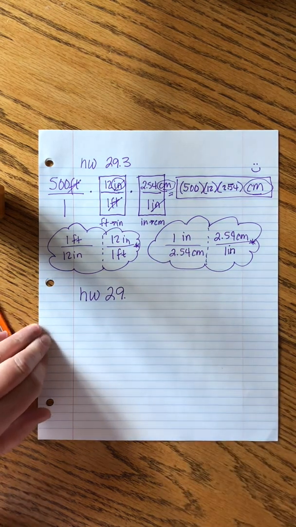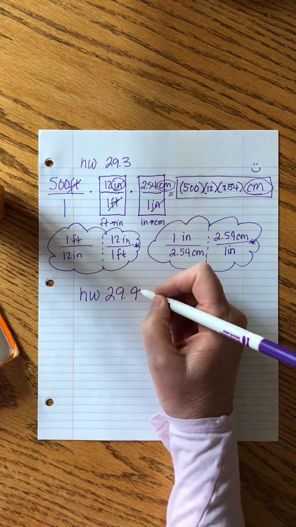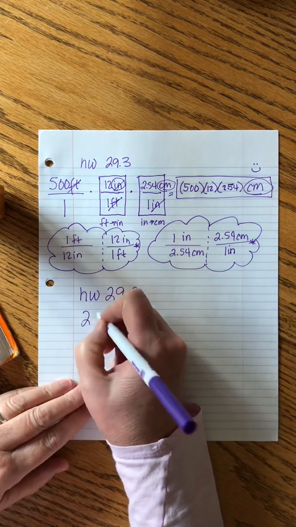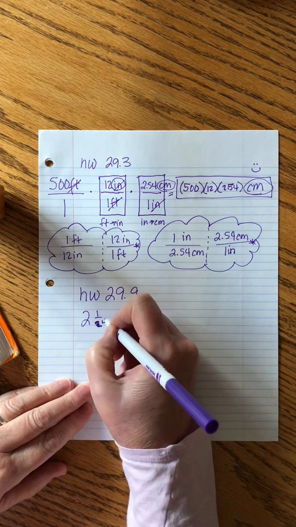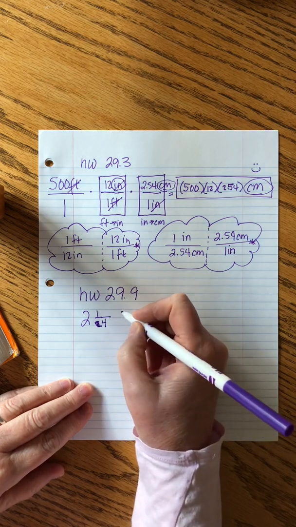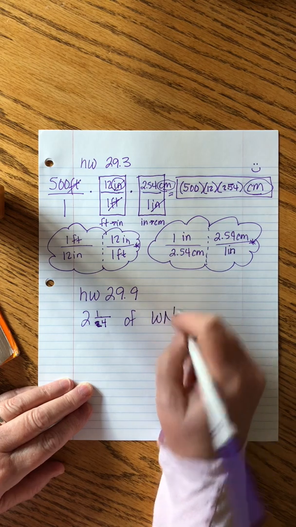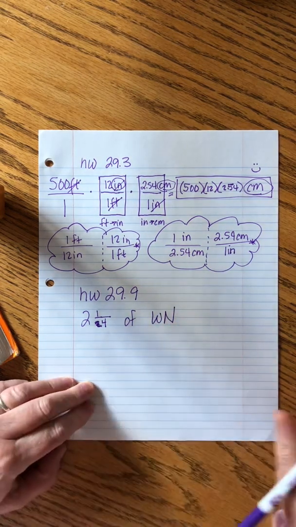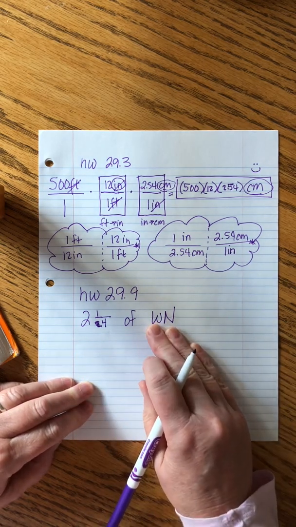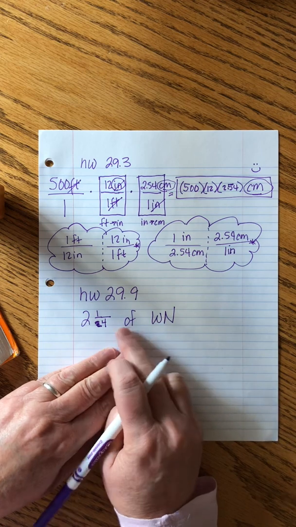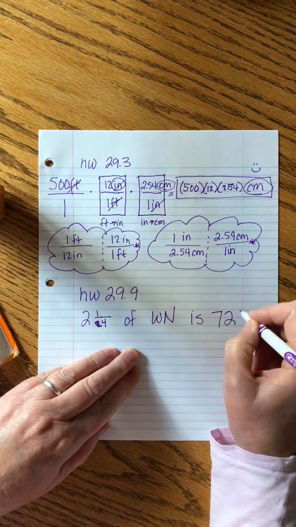The second problem is also from 29. It's problem 9, and that says 2 1/4 of what number, and I'm going to abbreviate that mainly because I don't want to write all those words out, and also because that's what I'm going to use for my variable. 2 1/4 of what number is 72?